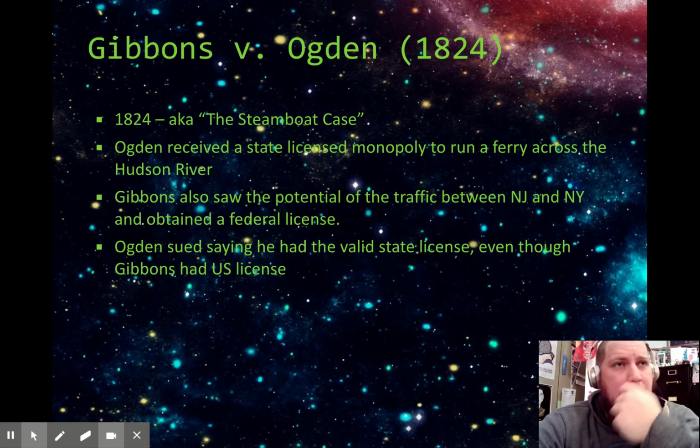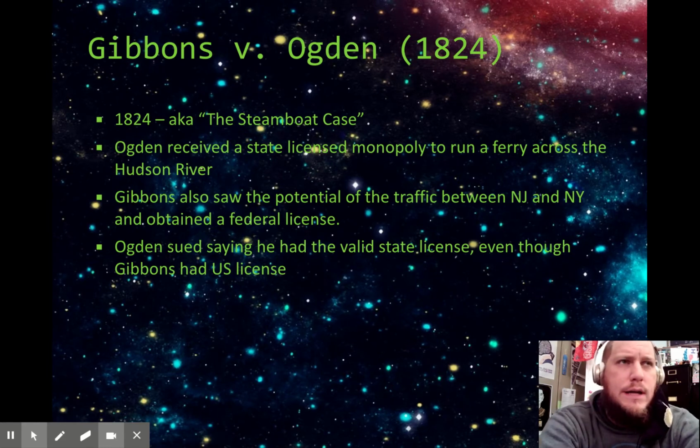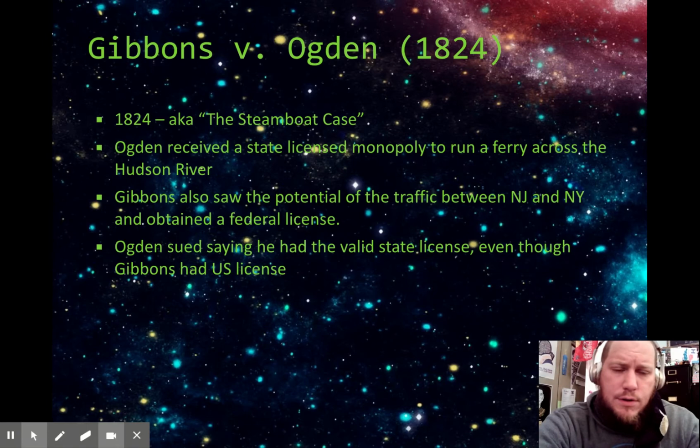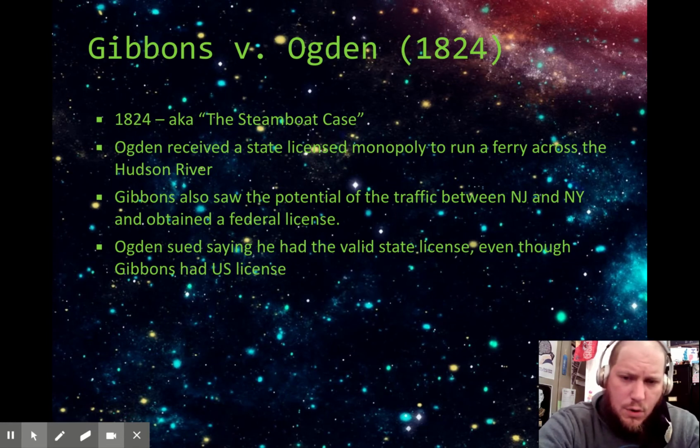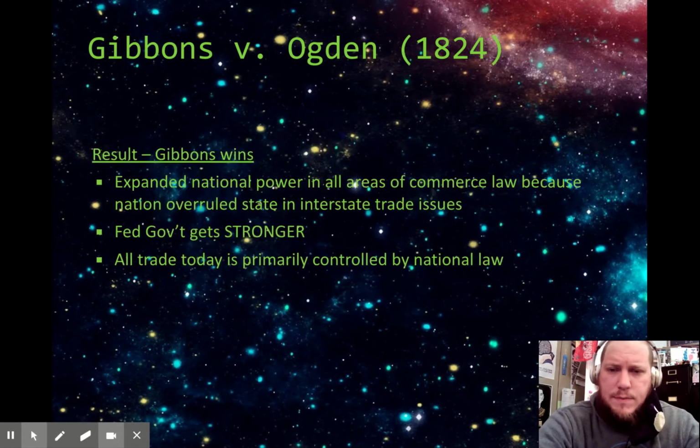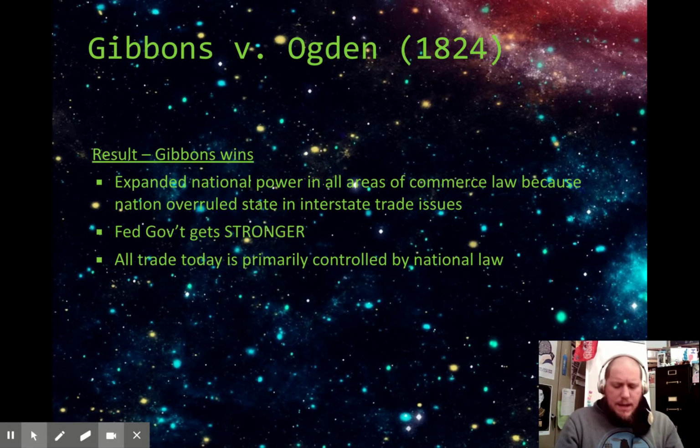So he could use his steamboat to ferry people across that river from one state to the other. Gibbons, being a steamboat entrepreneur himself, wanted to get in on some of that money. He goes to the federal government and also gets a license to run his steamboat across the Hudson River. Ogden sues Gibbons because it's a violation of his monopoly. So this presents the constitutional question of, again, whose license should be held supreme, or should the monopoly be honored since the state of New York gave Ogden a license monopoly? Gibbons wins because Gibbons's license comes from the federal government.